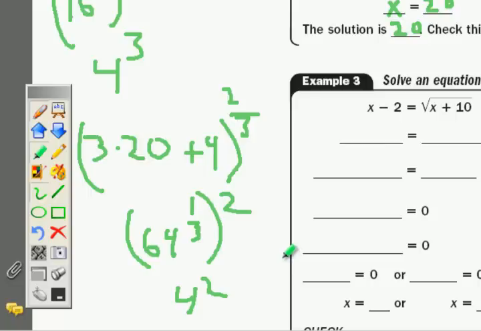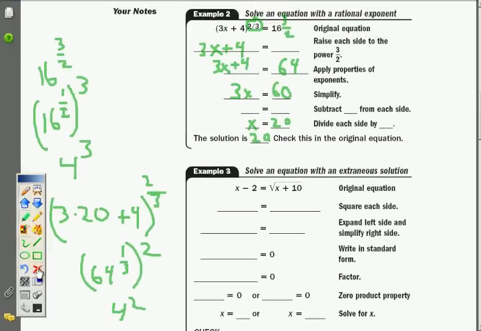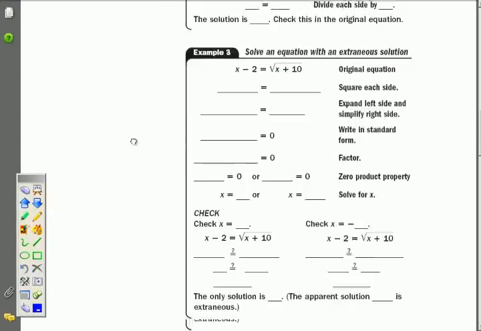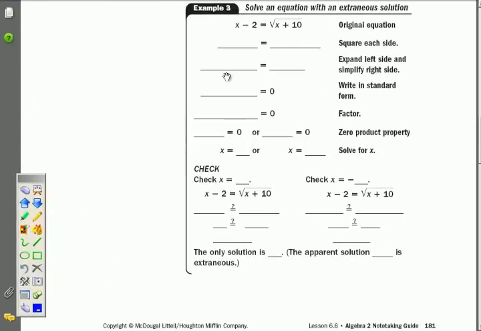Great. All right. Let's take a look at example 3 here. On example 3, I have to isolate right away.